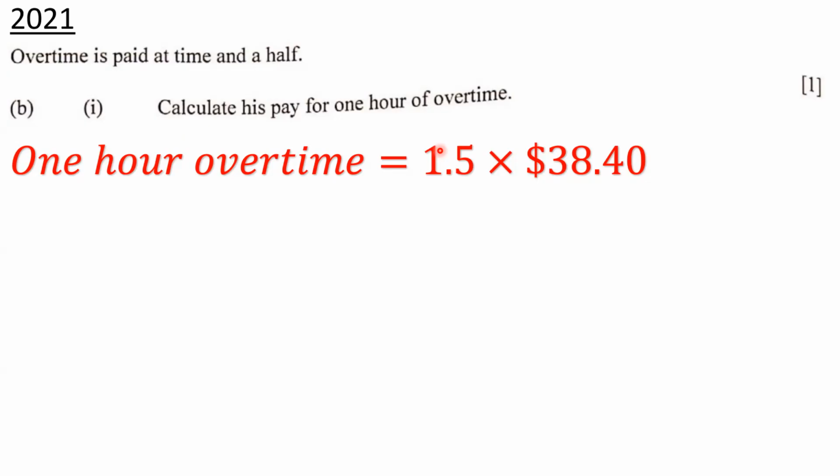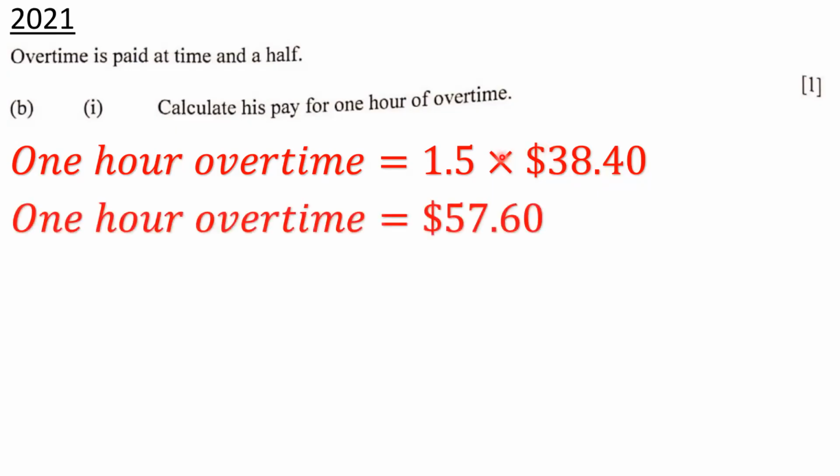And so we have 1.5 multiplied by 38.40. And so 1.5 multiplied by 38.40 is going to be 57.60. So 1 hour overtime is going to be 57.60. And that's how we get how much he is paid for 1 hour of overtime, right? That's the amount that he is paid for 1 hour of overtime.